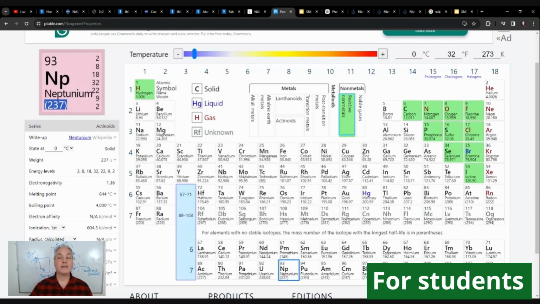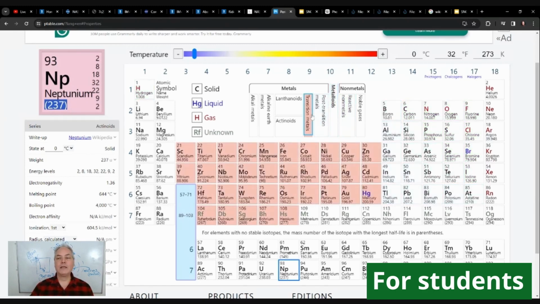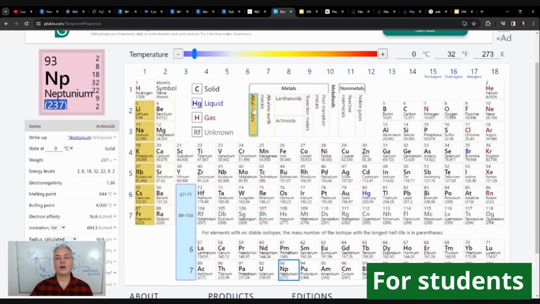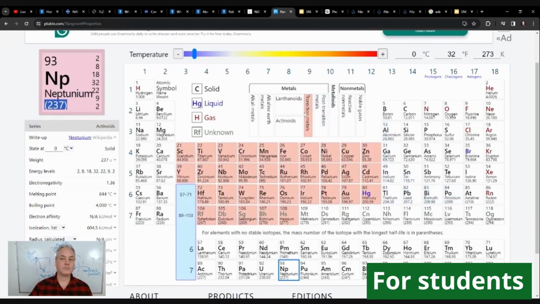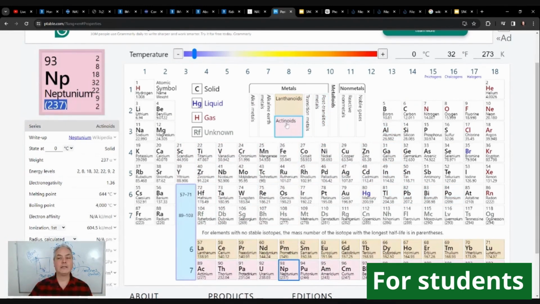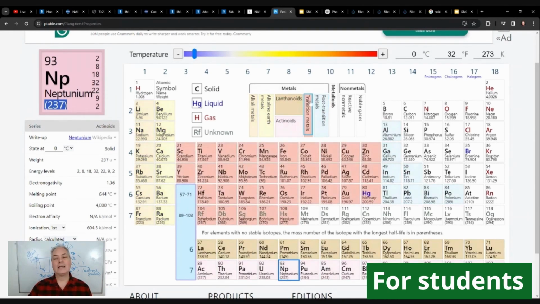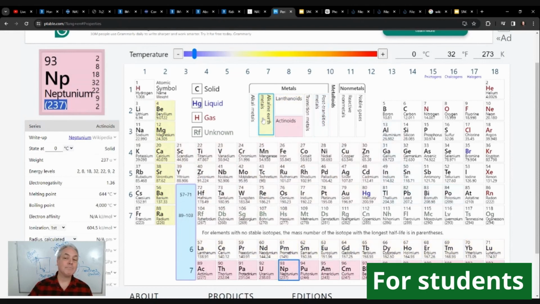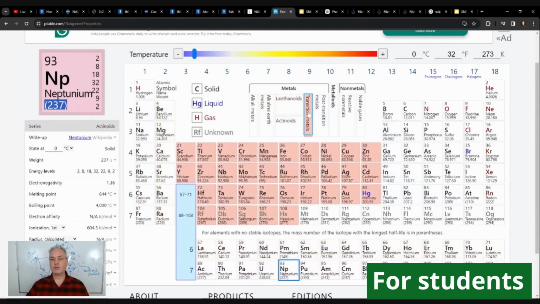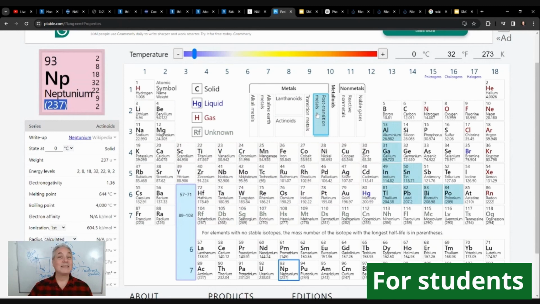So here we have in green the nonmetals, and then on the left side we have the post-transition metals, the transition metals, and the bottom two lines, the lanthanoids and the actinoids. Then we have the alkaline earth metals, and we have the alkali metals. So all of those are considered in the metal families. Okay, two groups have similar properties.